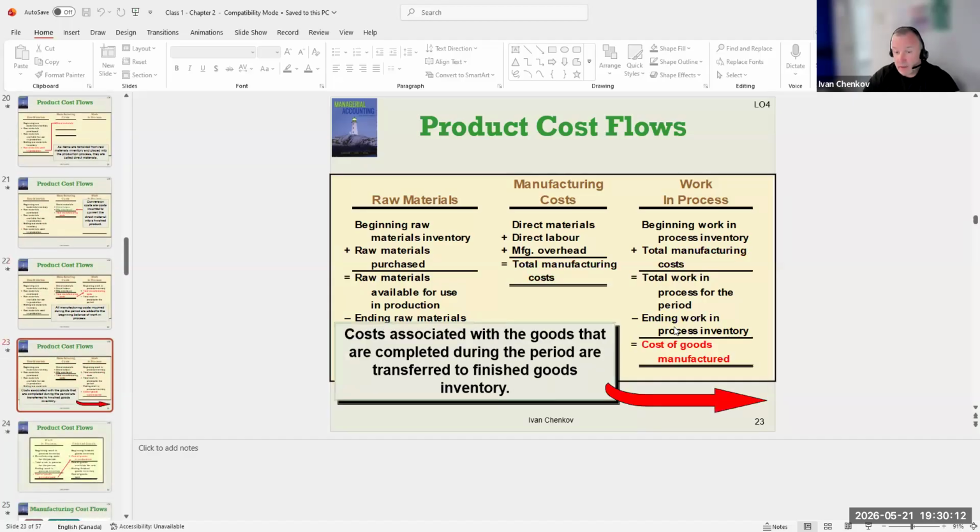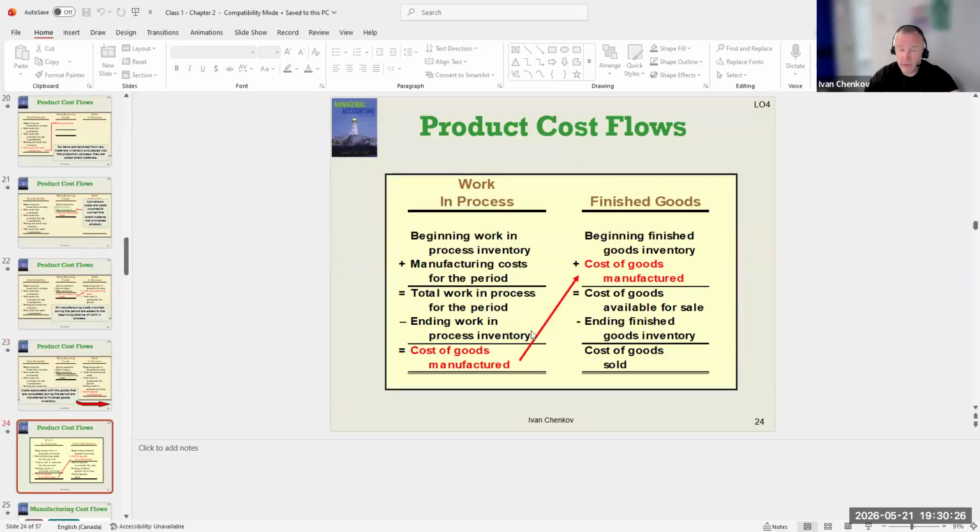Once we deduct the ending balance for the work in process account, we're going to get cost of goods manufactured. What we're going to do with cost of goods manufactured? Well, that's the cost of the units which are already produced. They're going to move to the finished goods account with the cost that it cost us to manufacture those.